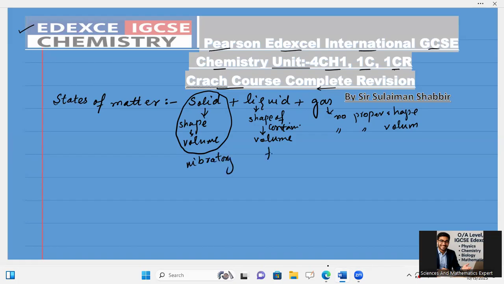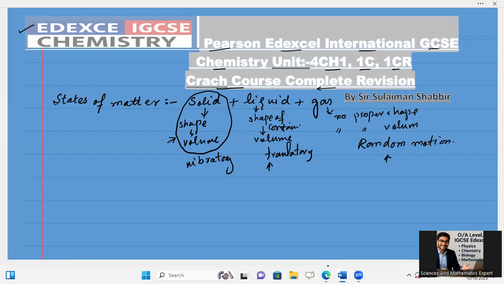In solids, there is a vibratory motion of molecules. In liquids it is translatory. And in gases, we have to say that it is a random or irregular motion of molecules. I will also say that in solids, molecules are tightly packed and interconnected, while in gases the molecules are separated from each other.